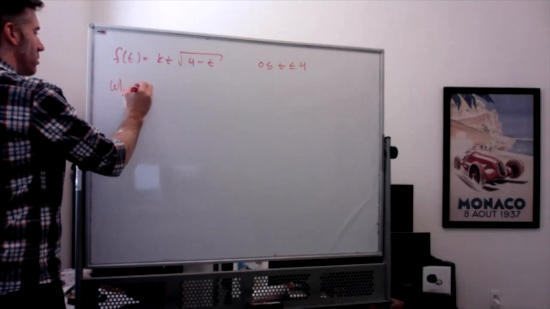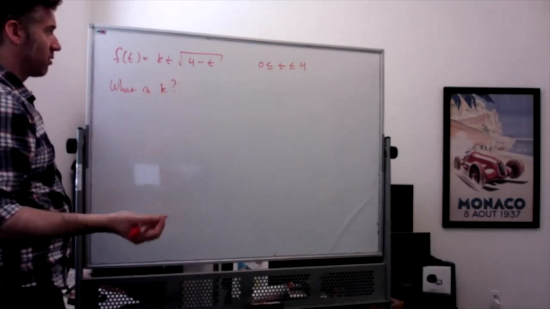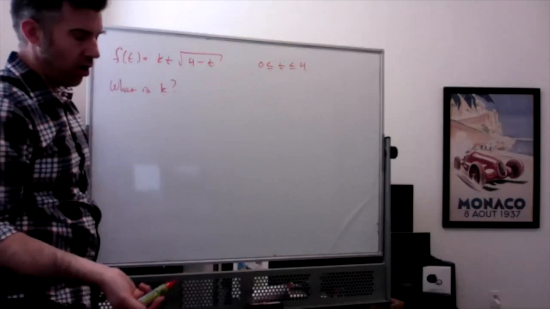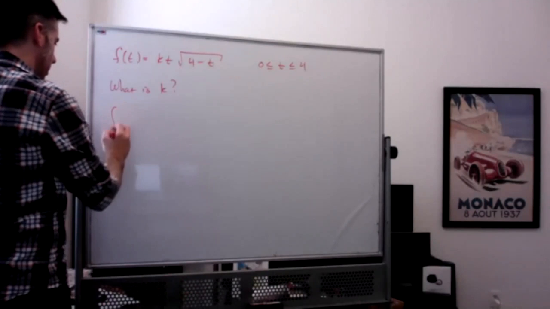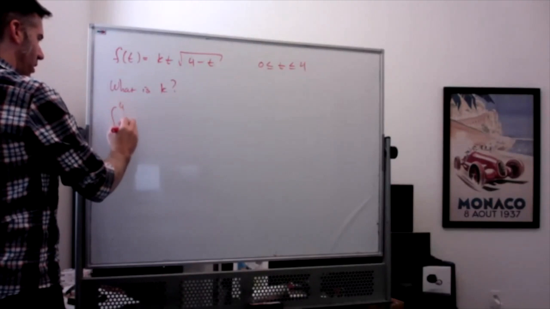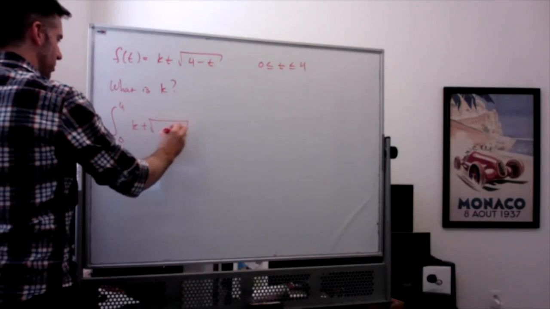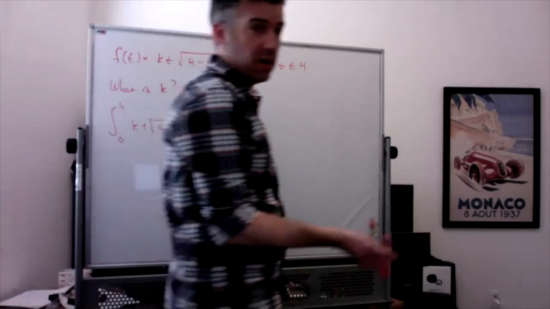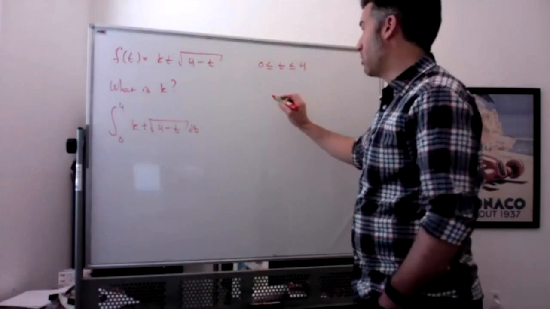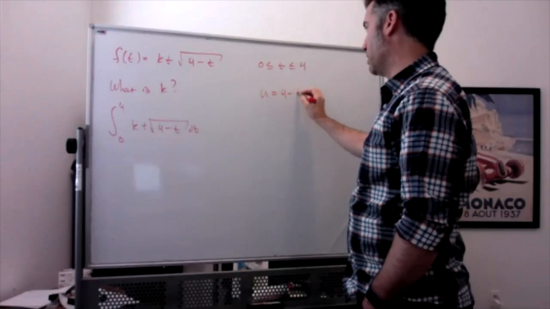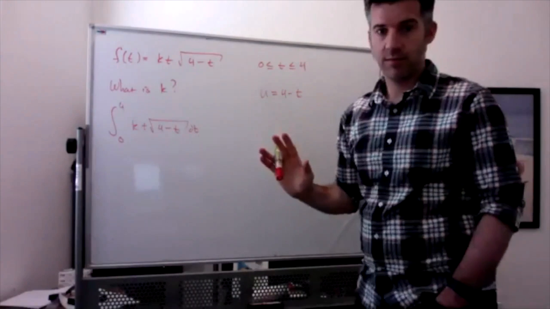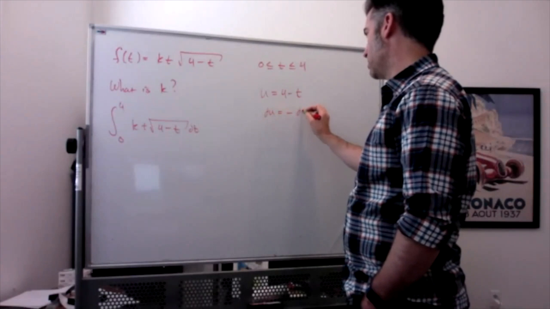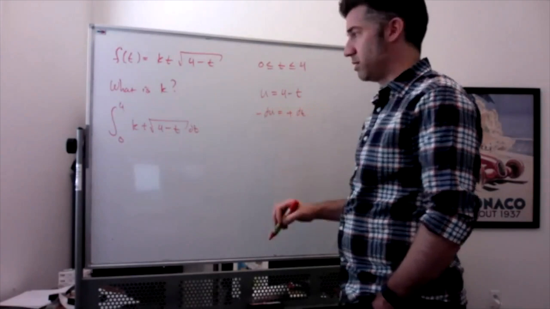Well, we know the integral of this on that interval should equal 1, right? That's the hallmark of being a PDF. So the integral from 0 to 4 of kt times the square root of 4 minus t dt is what we want to find. So we're going to do a u sub here. Our u sub is going to be u equal to 4 minus t. So then our du is going to be negative dt, and a negative du is positive dt.